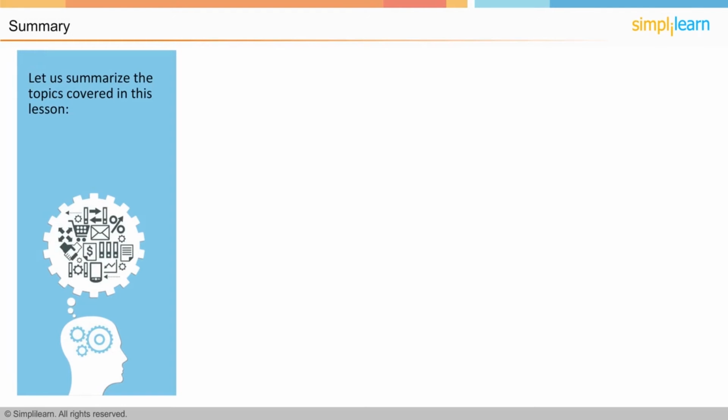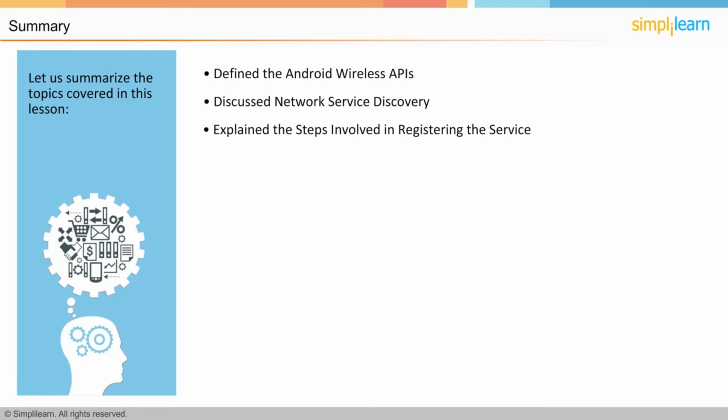Let us summarize the topics covered in this lesson. In this lesson, we defined the Android wireless APIs for wireless connections. We discussed how to discover the network service. We explained the steps to register the service. We explained the steps in resolving a service on the network.